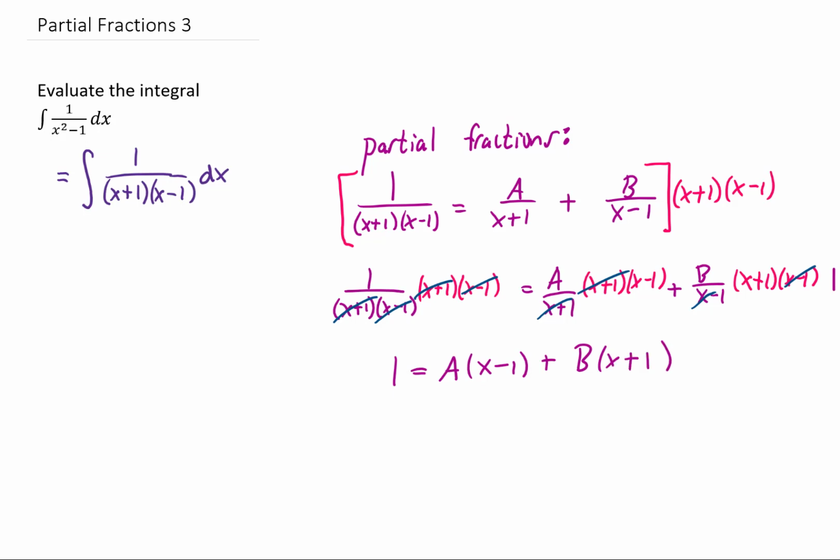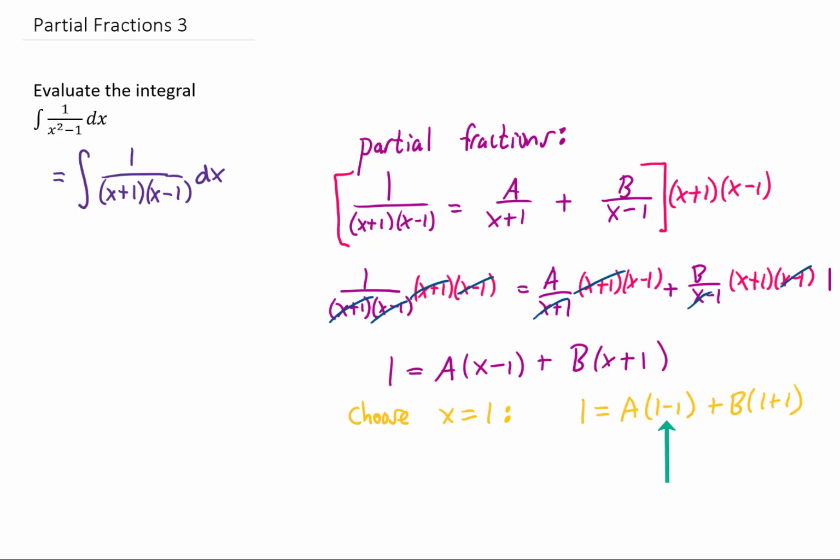While we could multiply out the right-hand side of this equation and match up coefficients with the left side of the equation, in this example, we can actually choose specific values of x to plug in. For example, if we choose x equals 1, the equation turns into this line right here, and you can see that the A term is going to zero out, leaving us with 1 equals 2 times B, or B equals 1/2.